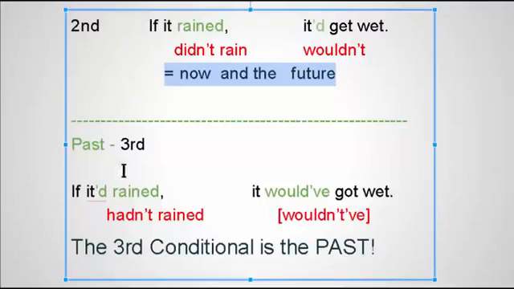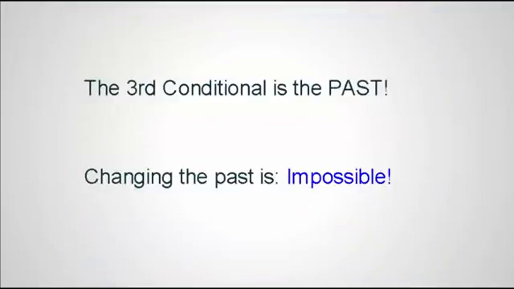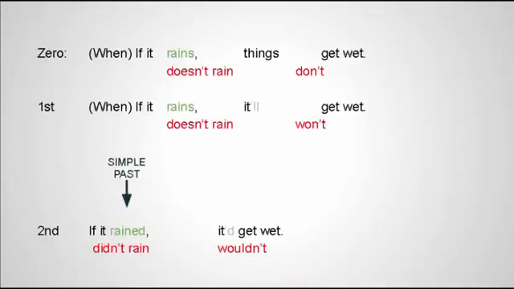The past is the third condition. It's if it had rained, it would have got wet. Or if it hadn't rained, it wouldn't have got wet. That's the third condition, and that's the past. Changing the past is impossible. It's always impossible.